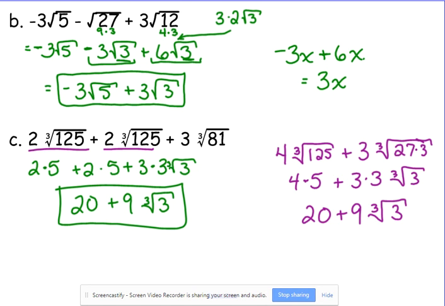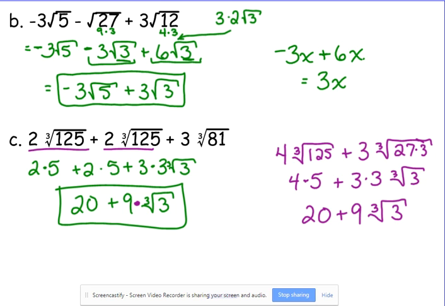Yes, sir? Can you combine 20 and 9? No, you can't, because the 9 is attached to the cube root. Multiplication and division comes before addition and subtraction. Good question, because somebody does that every single time anyways. So thank you for bringing that up. This is multiplication right here. Between the 9 and the cube root of 3, that's multiplication. Order of operations says you multiply before you add and subtract. So you cannot combine that 20 and the 9. Okay? That is as far as you can go with it.